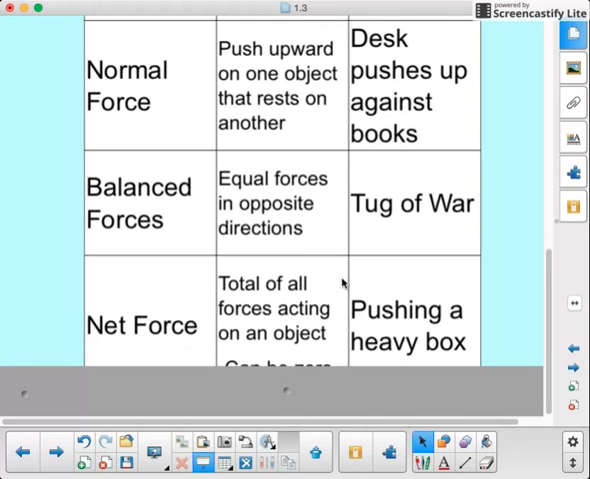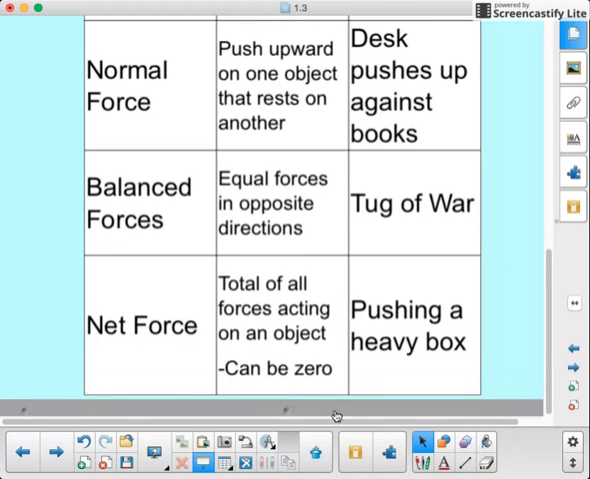Net force is the total of all forces acting on an object, and net force can be 0. If it's 0, the object doesn't move. If you are trying to push a heavy box, it might take a few people pushing in the same direction to move the box. And so when you add all of that force applied by all of the people together, you get the net force and you get the box to move. But if the net force applied isn't enough, then the box isn't going to move.